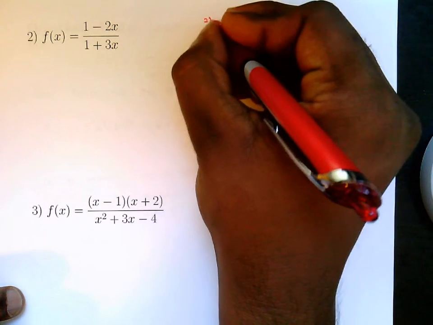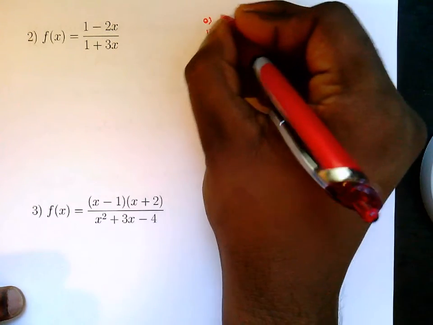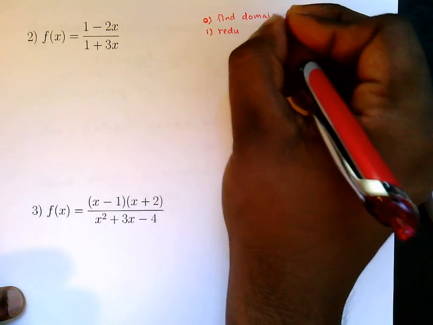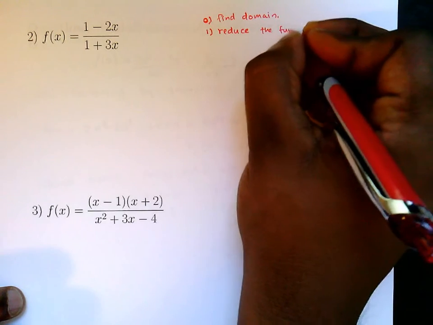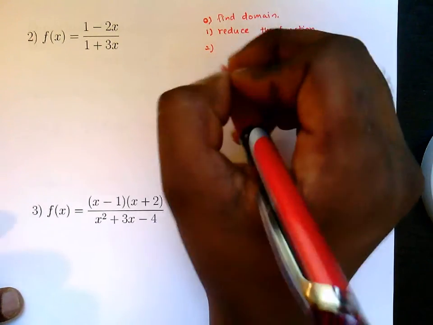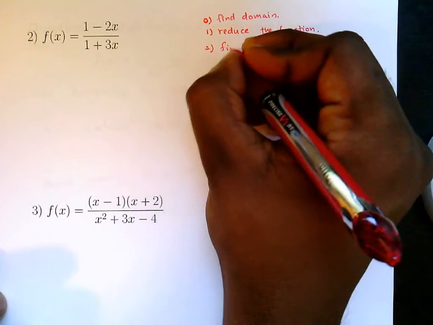Well, of course you need to find the domain, so that would be like step 0. Find the domain, and then reduce the function, and then find the zeros in the numerator only to find zeros.